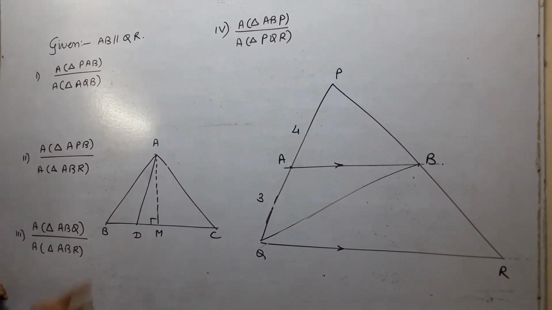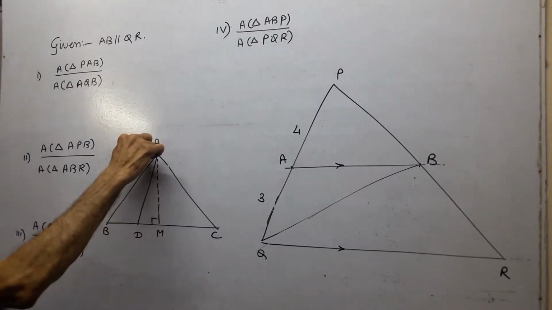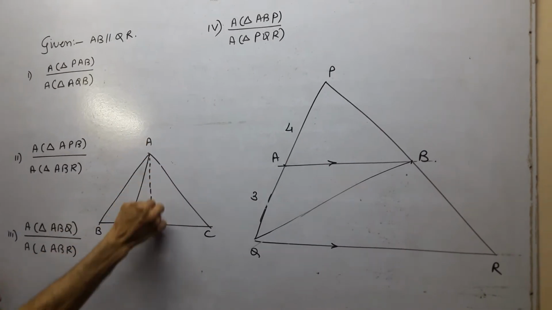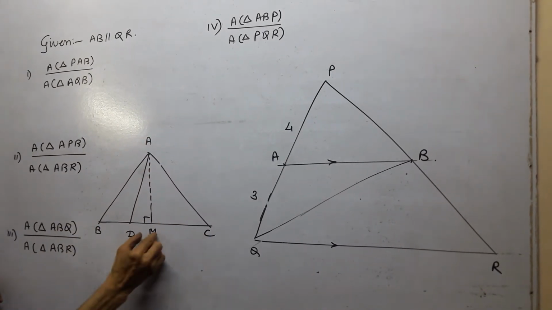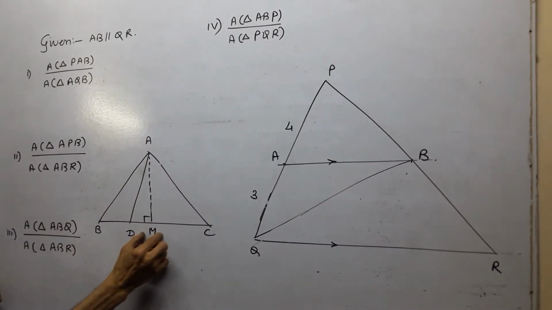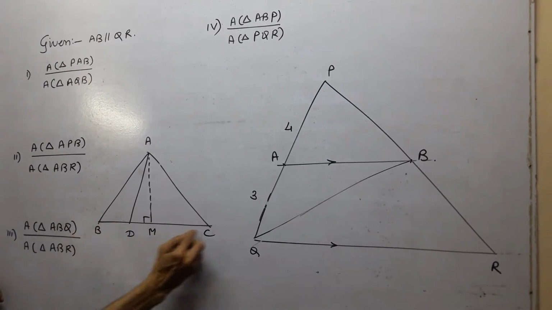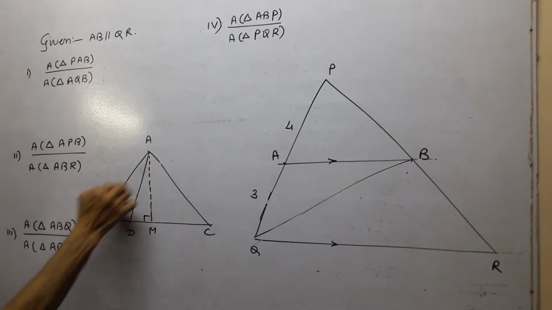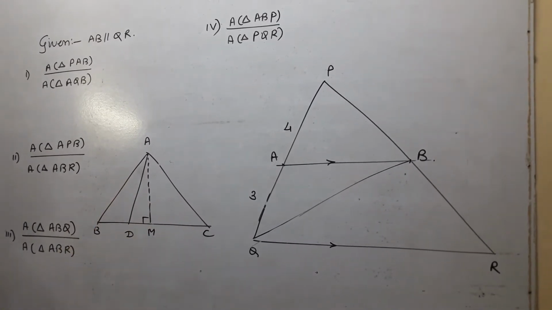We will find that all these triangles have the same vertex A. A is the same vertex, and therefore from vertex A we have drawn a perpendicular on the base. AM is the perpendicular altitude of the triangle on BC. So you find that the height is the same, therefore their areas are proportional to their bases.